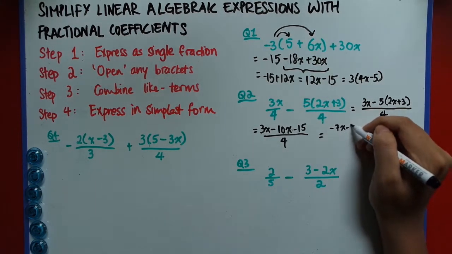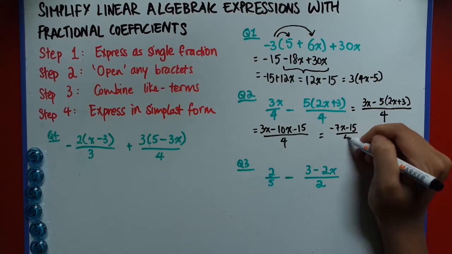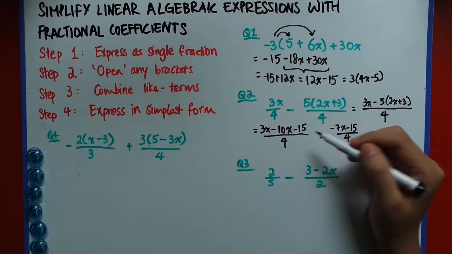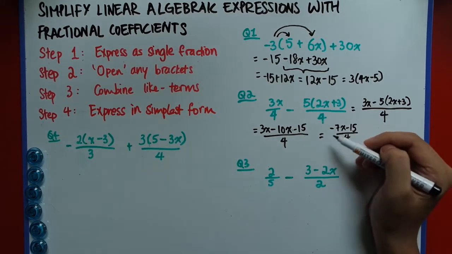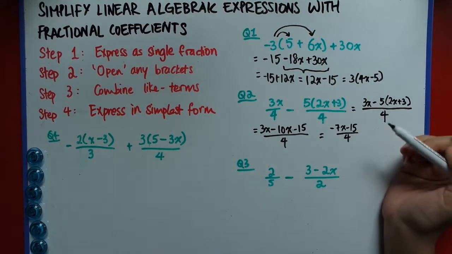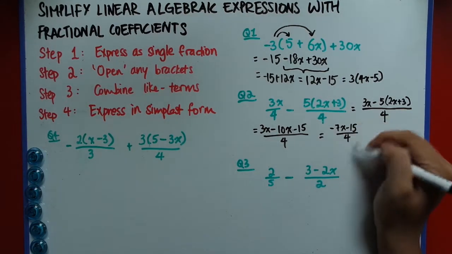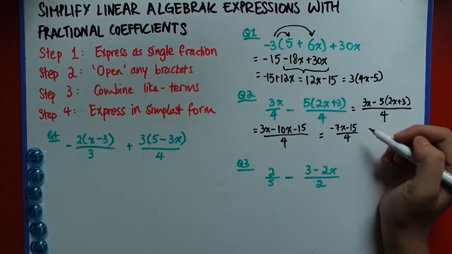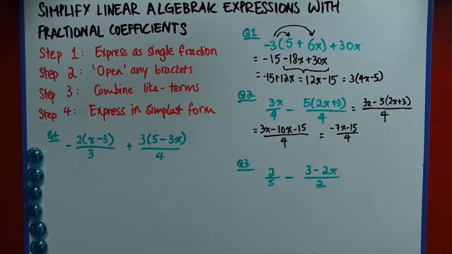Some of my students are not very good with these kind of calculations regarding going into the negative territory, so make sure you get used to it because it happens quite often. Like 3 minus 10, it should come to you very quickly, is minus 7. So here, this is my simplest form. There's no other way to express this, so just leave it like this.